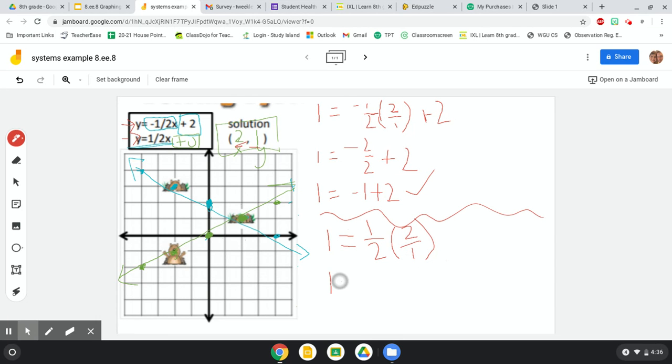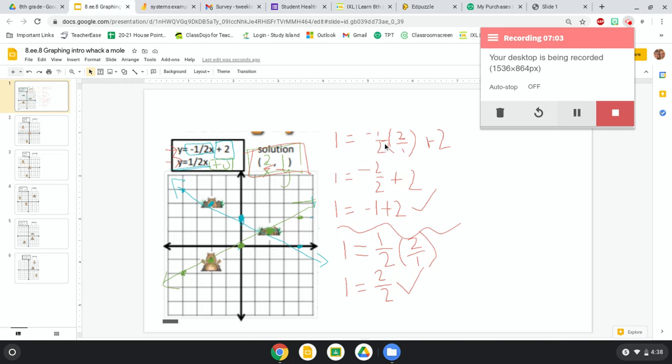So when I go to multiply, I'm just going to bring down the 1 equals. So 1 times 2 gives me 2 in the numerator. 2 times 1 gives me 2. Well, 1 does equal 2 over 2 because that's still 1 whole. So as long as it checks out with both of the original equations, you know your solution is this 2 comma 1. Okay, it's always going to be an ordered pair.